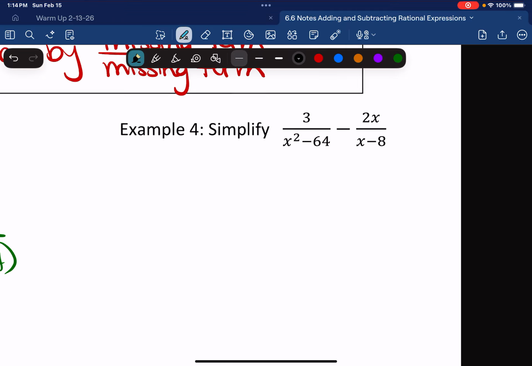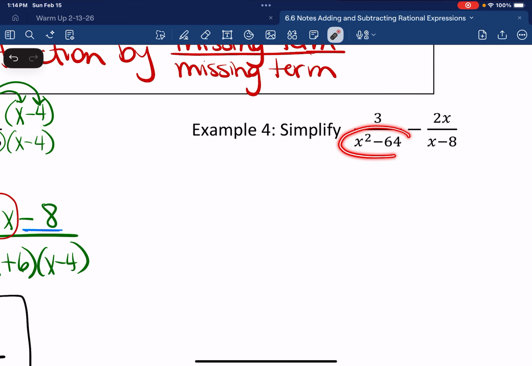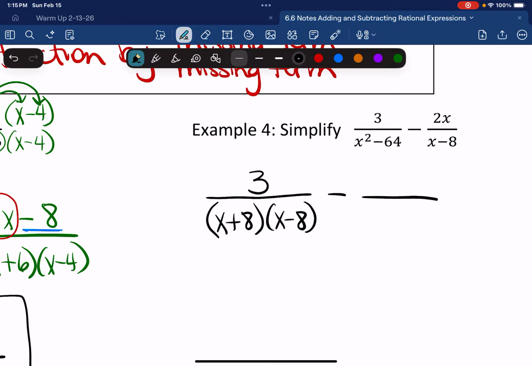We have 3 divided by x squared minus 64 minus 2x over x minus 8. The first thing you want to do is factor your denominators if possible. And I do see that my first denominator is an x squared minus 64. This is the difference of two perfect squares. I'm going to go ahead and rewrite these. So x squared minus 64 is the same thing as saying x plus 8 times x minus 8. So all I've done is factored my denominator. My second fraction has a denominator of just x minus 8. There's no way to factor that.